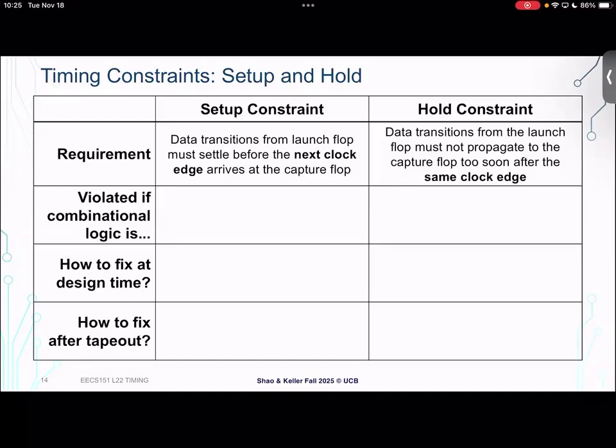So when are these problematic? Well, the setup constraint is violated if combinational logic is too slow. I think that's where you get setup time failures. It means you haven't arrived at the subsequent flop in time. The hold constraint is the opposite. The hold constraint is violated if the combinational logic between the two flops is too fast. There's not enough delay between the two flops. And so the data from the first is contaminating the data from the second before it's ready.